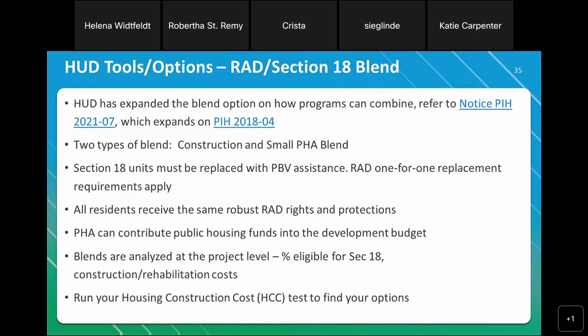It must be replaced with PBV, RAD one-for-one replacement. All residents receive the same robust RAD rights and protection. That's very important. And of course, contribute public housing funds into the development budget. That's very appealing. And the blends are analyzed at the project level as a percentage eligibility of Section 8 for construction and rehabilitation cost. There's a template out there that's also available on the RAD resource desk. It's the HCC template, so you can do your own test to see if you qualify. Not that hard to do, very simple. Those that have done mixed income before under the old HOPE 6, same template. Next slide, please.